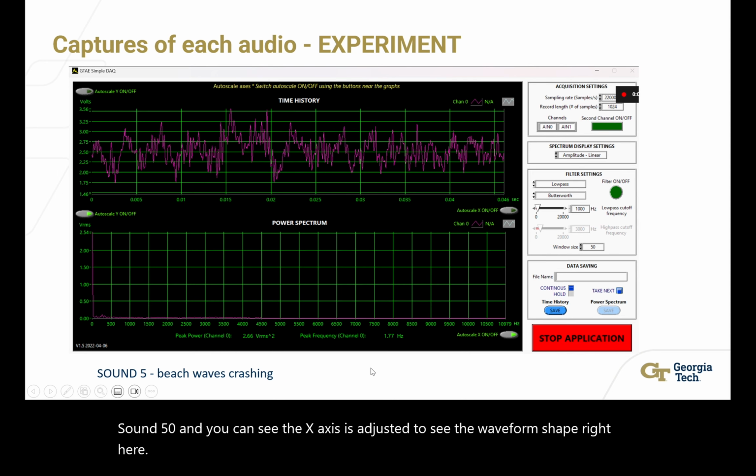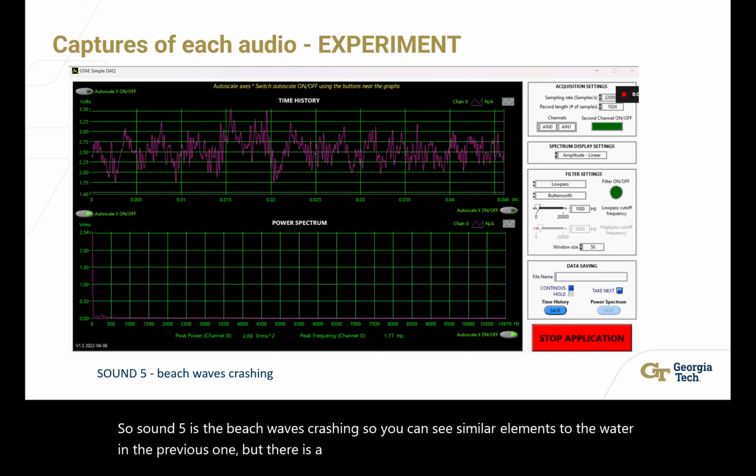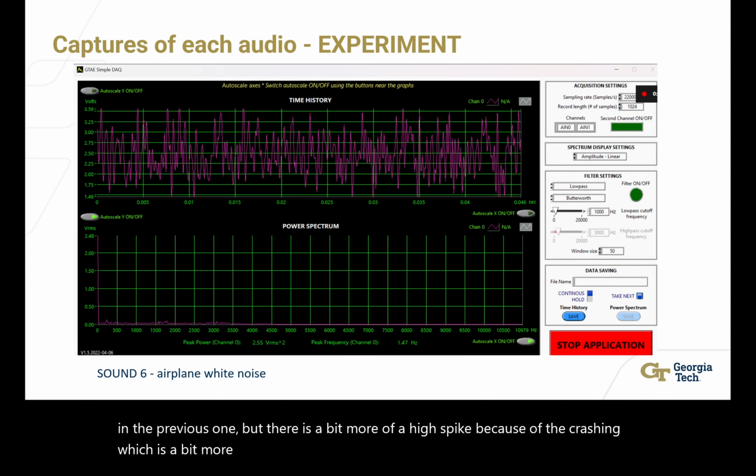So sound 5 is the beach waves crashing. You can see similar elements to the water in the previous one, but there is a bit more of a high spike because of the crashing, which is a bit more harsh.